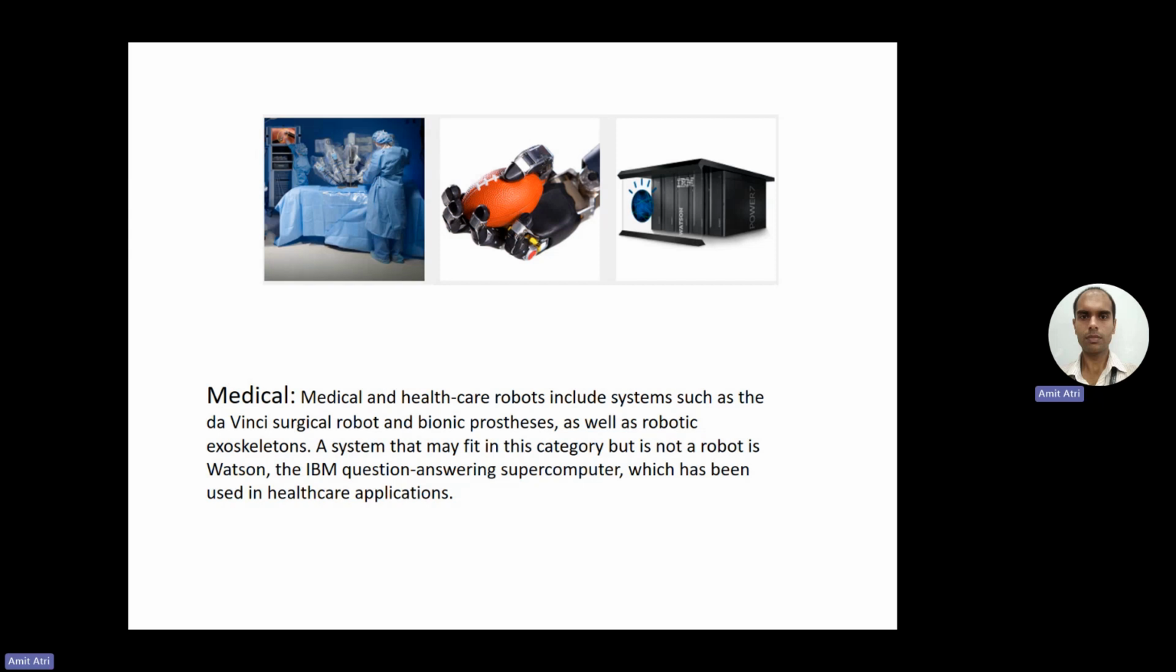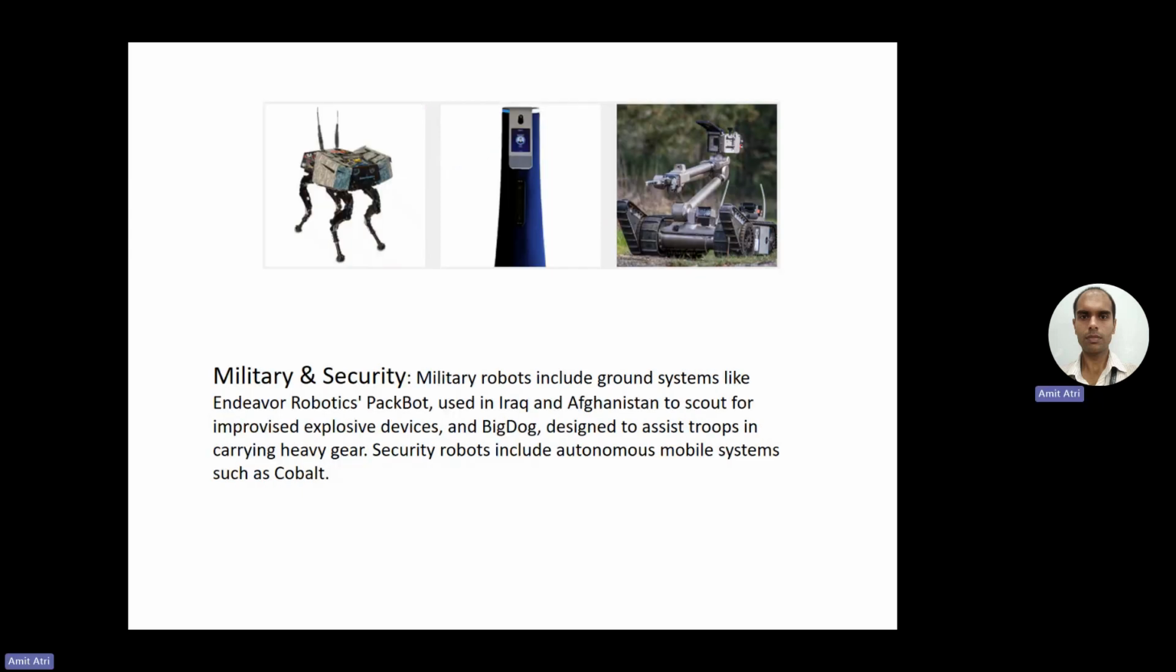Next is the military and security robot. Military robots include ground systems like the Endeavour Robotics PackBot. That was used in Iraq and Afghanistan to scout for improvised explosive devices. Another one is the Big Dog, designed to assist troops in carrying heavy gear. Security robots include autonomous mobile systems such as Cobalt.